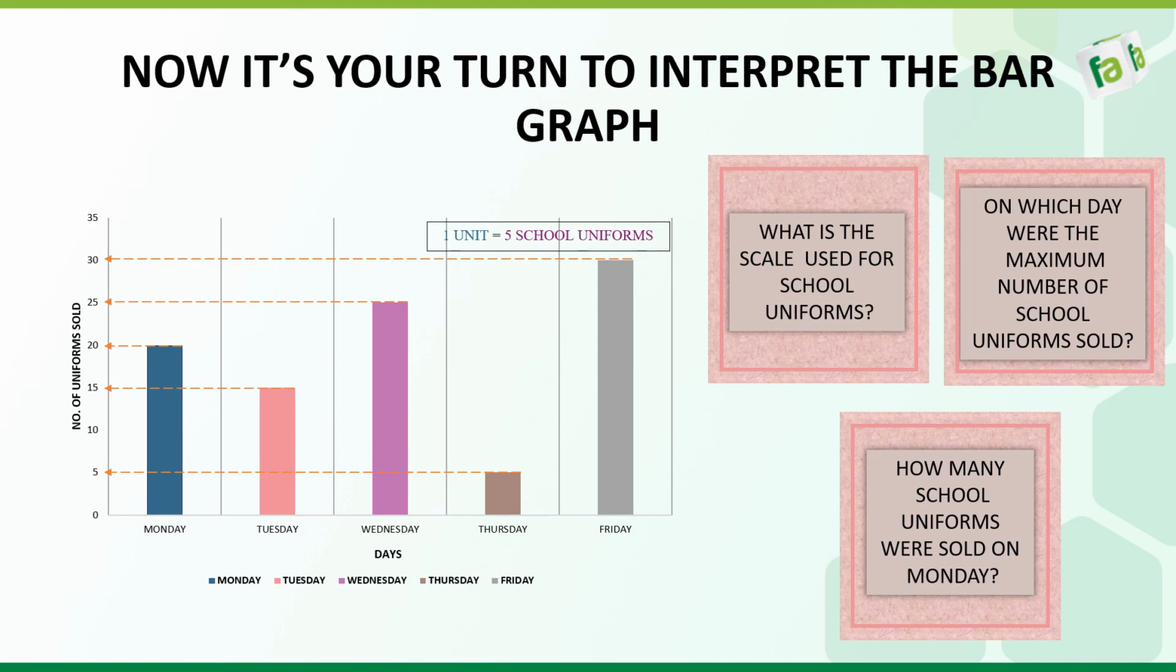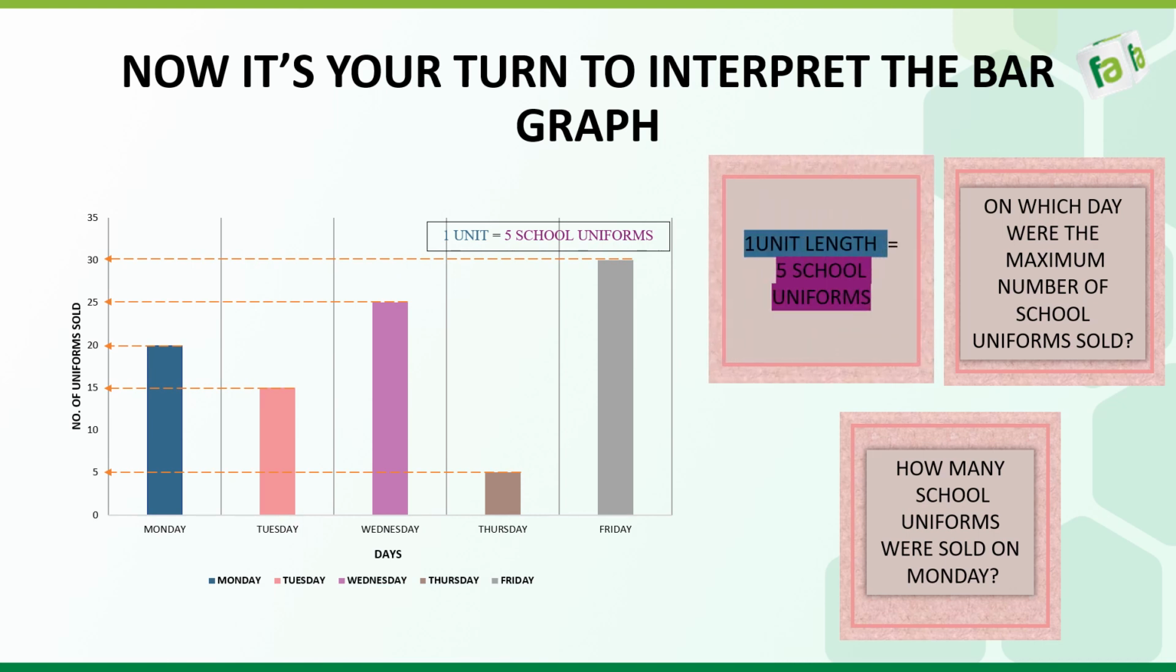Let us check the answers now. Your first question is, what is the scale used for school uniforms? The information about the scale is provided in the top right corner of the graph. So, the answer is 1 unit length equals 5 school uniforms.